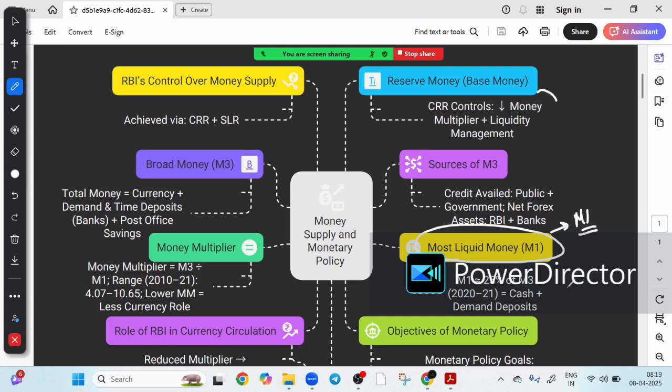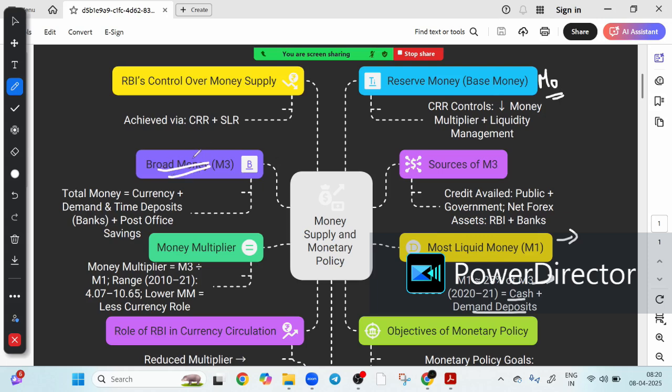And it includes currency with the public. What does M1 include? M1 includes currency with the public, plus demand deposits. So M1 is the most liquid form. Cash plus demand deposit, that is part of M1. And interestingly, it makes up about 25% of M3, which is the data of 2021. And what is M3? M3 is called the broad money. M1 is called narrow money, M0 is called the base money, and M3 is called the broad money.